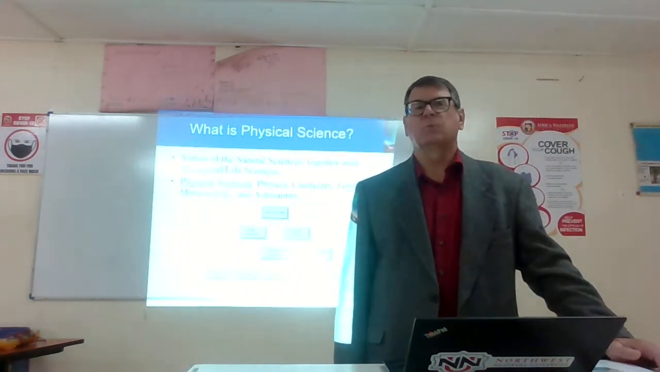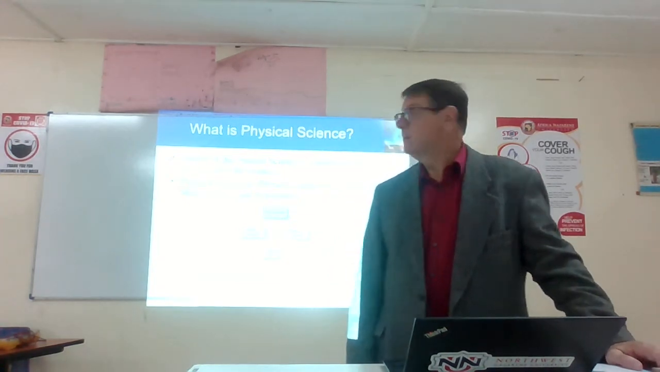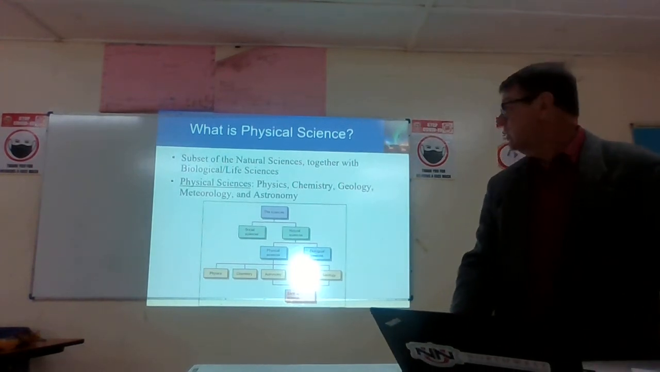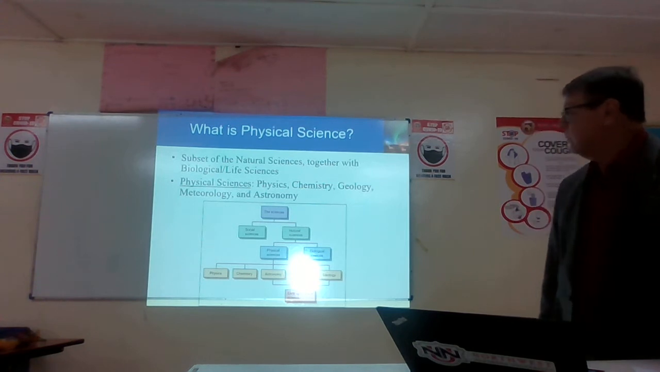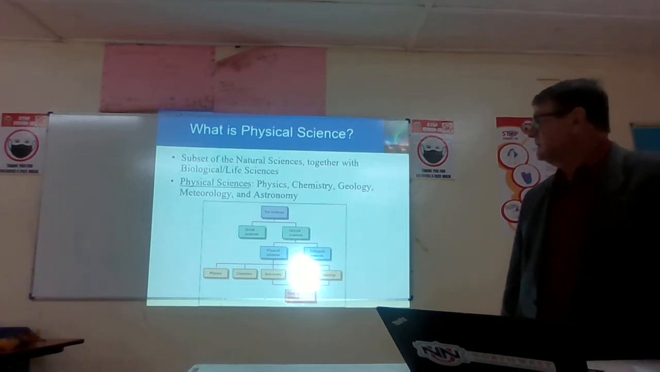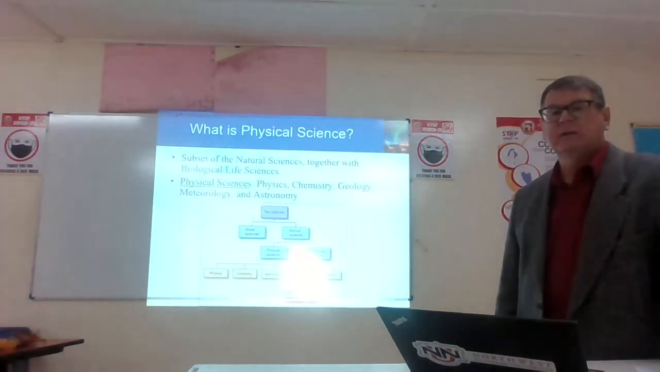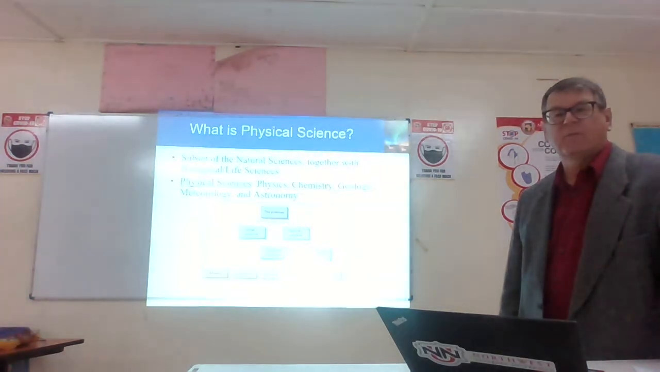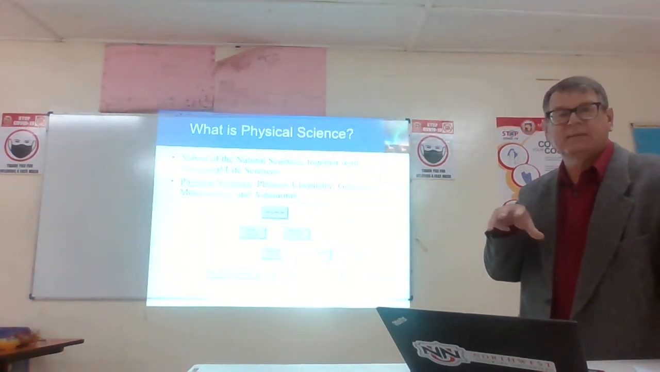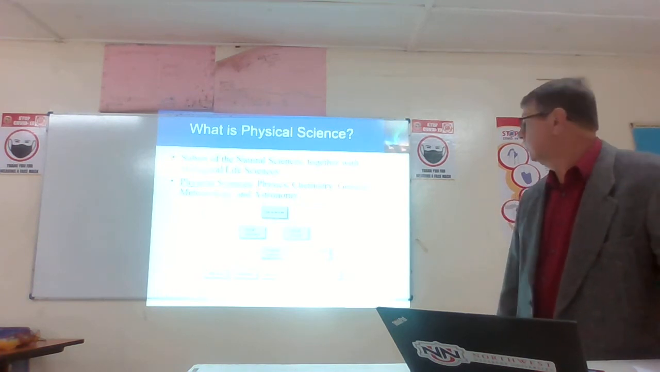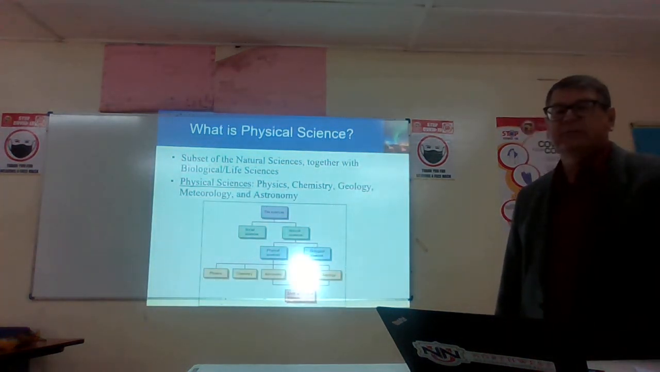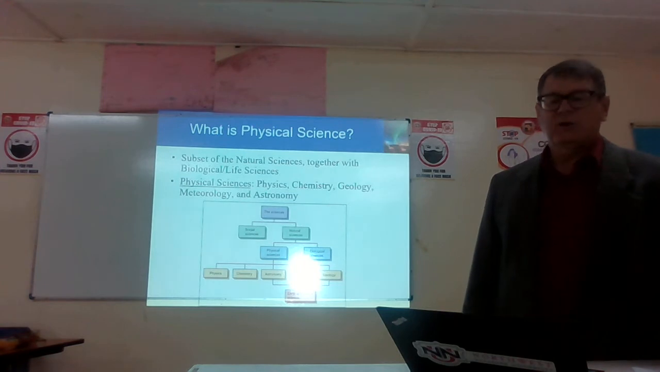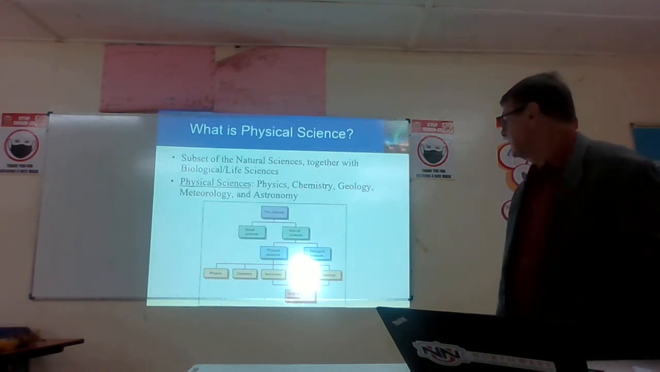What is physical science? What is physics? If you look at this chart here, you can see in the diagram we have all the sciences at the top. The two basic areas of science are social sciences on the left and natural sciences on the right. And of course, the natural sciences is the school of science it contains here at ANU and at NNU. In natural sciences, there are two basic classifications: the physical sciences, which is what we're studying here, and the life sciences, or biological sciences.